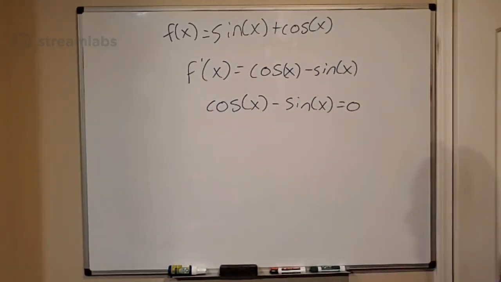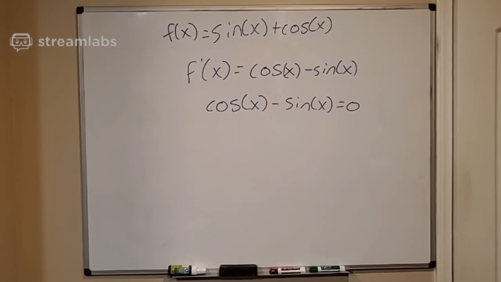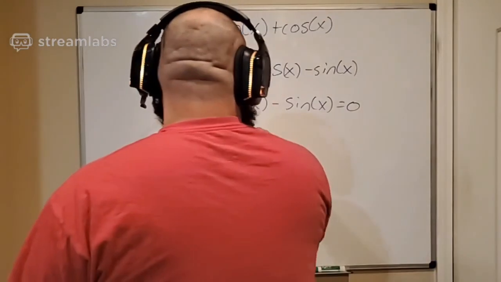Anybody have any suggestions? 45. Okay, that's not a suggestion. That's an answer. Don't we move it over to the other side and... Okay, so move whatever to the other side, Thomas. The sine x? Okay, you can move the sine x over. That's one option. So you get cosine x equals sine x. And then what do I do?